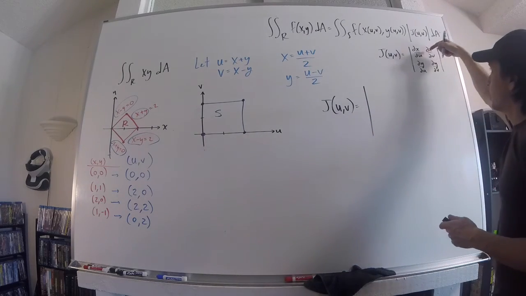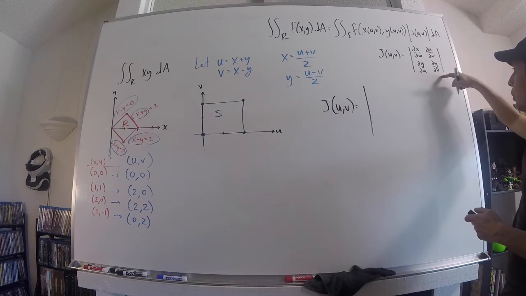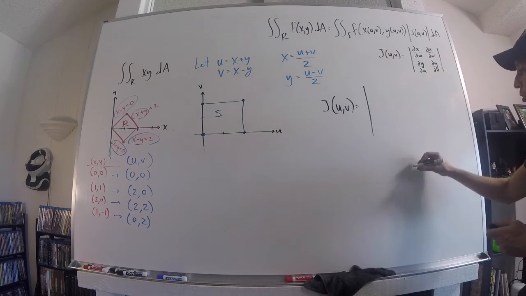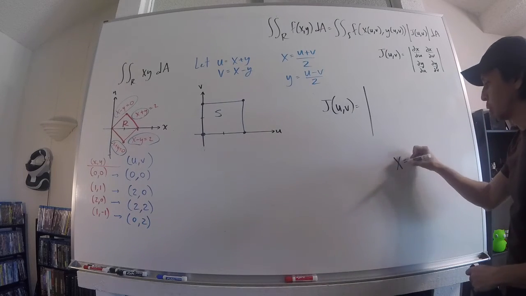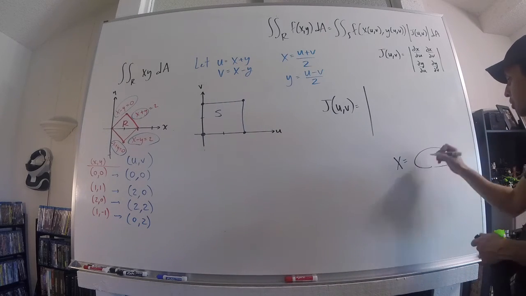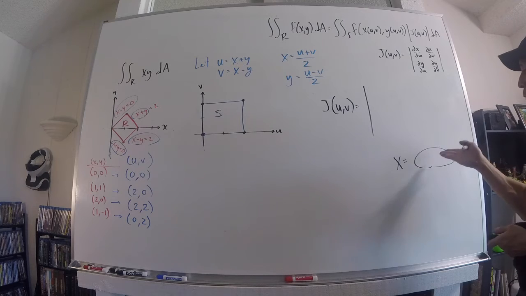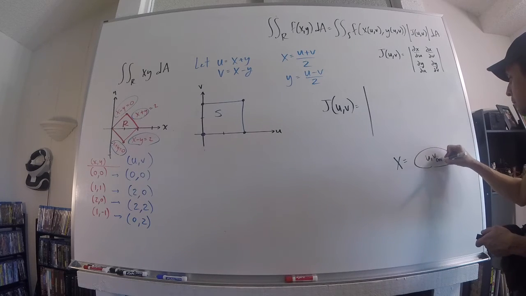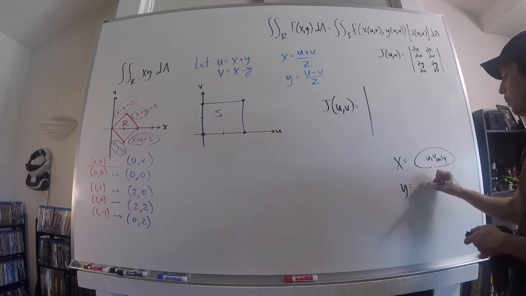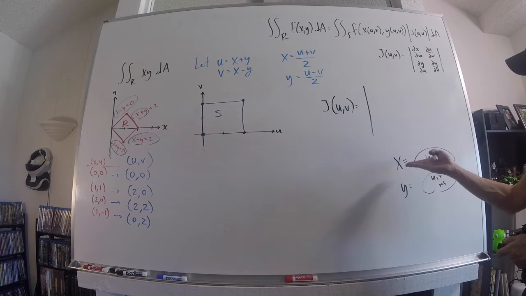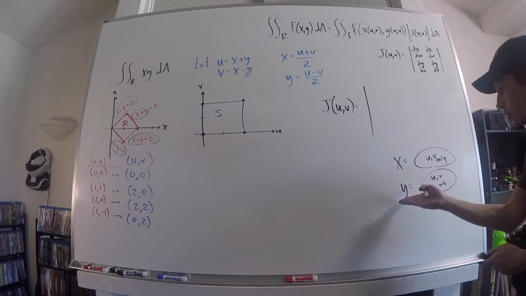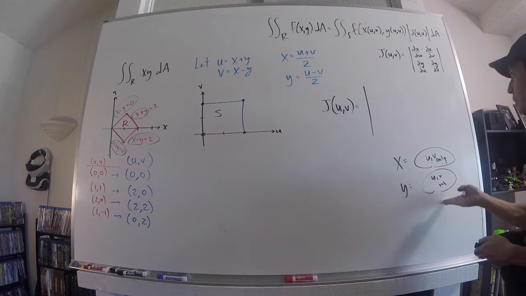Let's see. dx du, dx dv, dy du, dy dv. What you need is equations that have x equal to, I put this in your text a bunch of times, x equals something with u and v only. y is equal to something with u and v only, so that you can take the derivative of x with respect to u, derivative of x with respect to v, derivative of y with respect to u, derivative of y with respect to v, because that's what you need.